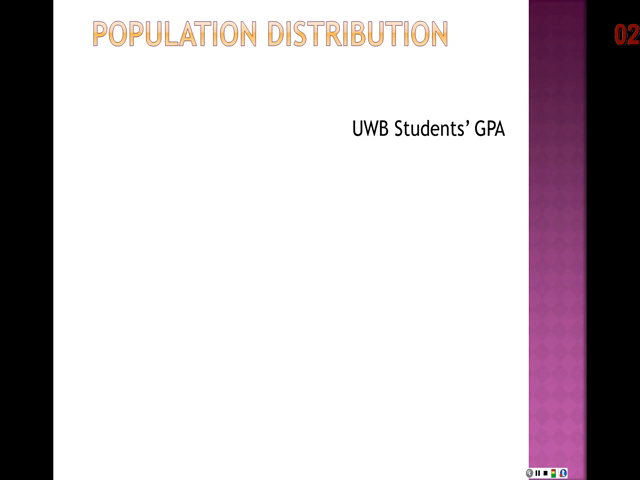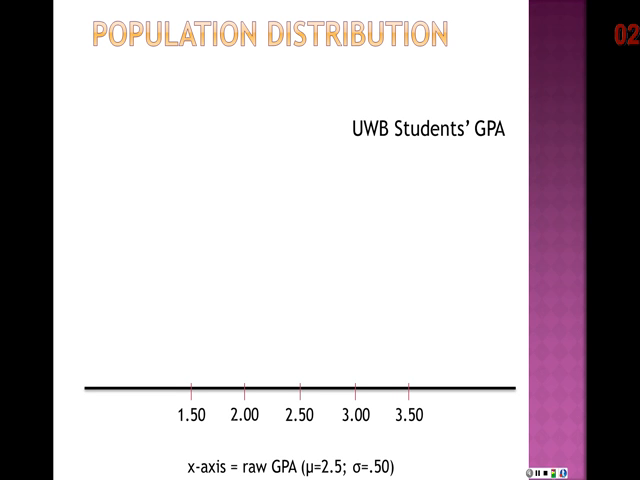So let's try to understand a population distribution. Say we're interested in University of Washington Bothell students' grade point average, and we can put GPA for students on a continuum or on a distribution, right? And so to represent this visually, on the x-axis we have the raw GPA for all students, and in this case we have a mean of 2.5 and a standard deviation of 0.5. This is not the actual distribution. This is just an example, so I didn't look these data up or anything.